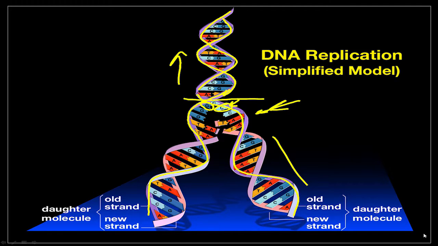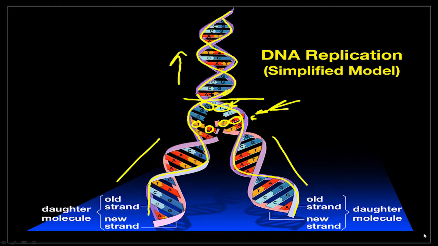See, these two parts down here have already been replicated. But right here we're seeing, for example, here's an A, so we see a T coming in to join it there, right? Here's a T, we see an A coming in to join it there. So this is a process that's going on.